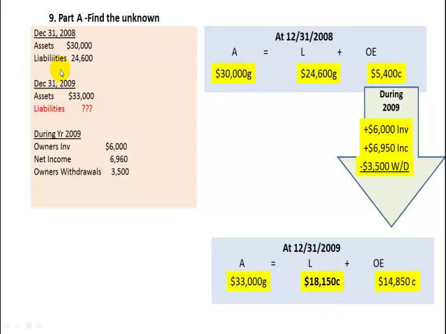That's a very important kind of problem to understand. And whether I made the unknown assets or owner's equity or any of these things, you should be able to find it based on this kind of a process.